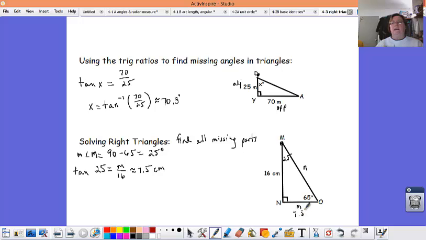All right, I have two routes I can go. I now know two sides in a right triangle. I could use the Pythagorean theorem, or I could use trigonometry, and I always am going to want to use trigonometry.